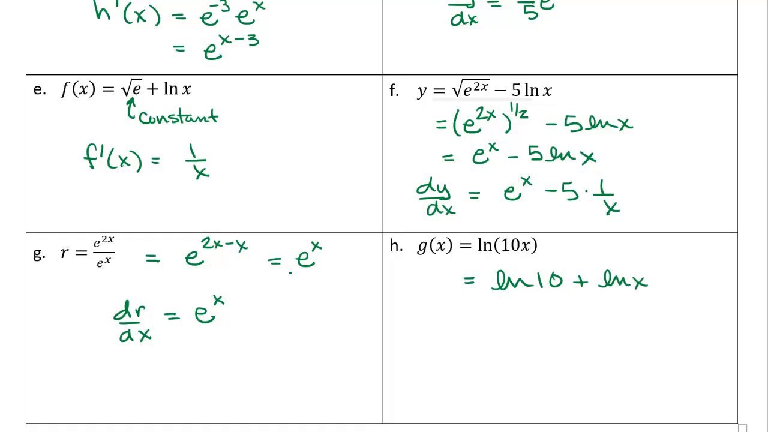All right. Now, again, natural log of 10, that's something I could just put in my calculator and get a number, right? So that's a constant. And now if we want to take the derivative, the derivative of natural log of 10 is just 0, and then the derivative of natural log of x is 1 over x. And we're done.